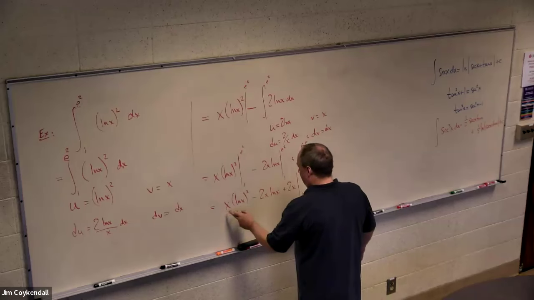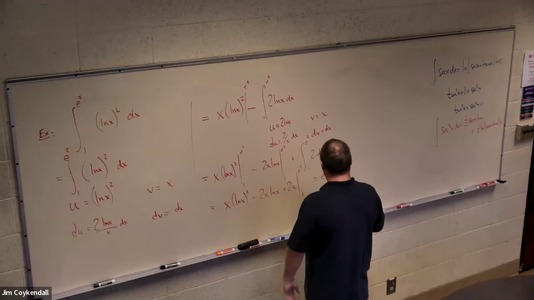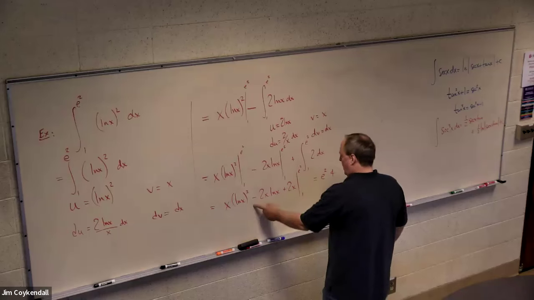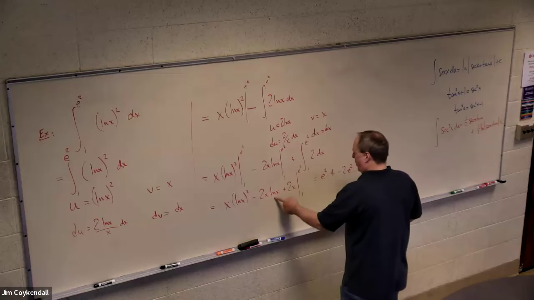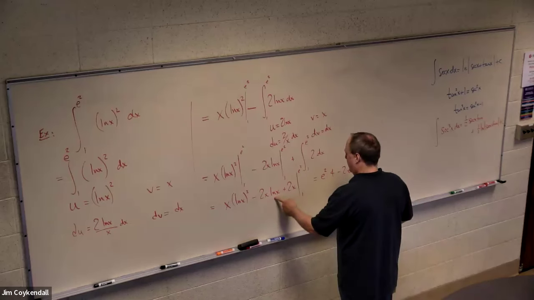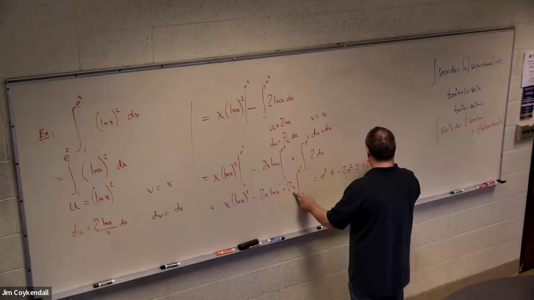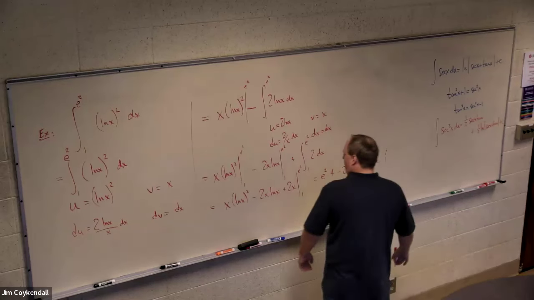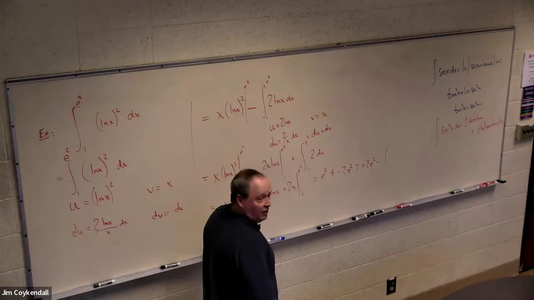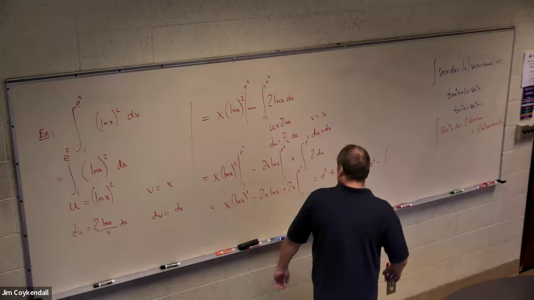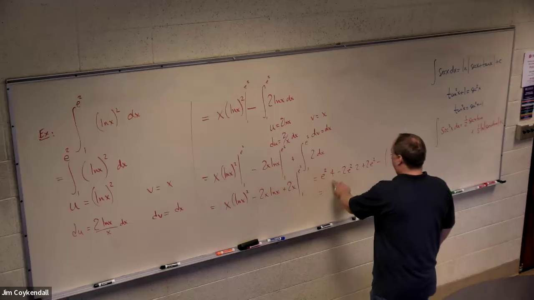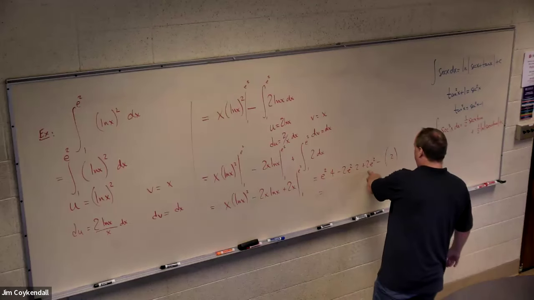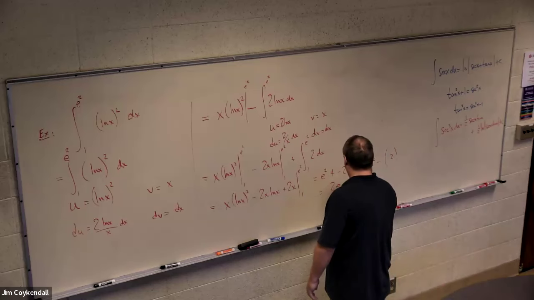So let's put this in. I've got e squared, and log of e squared is 2, squared, which is 4, minus 2e squared, log of e squared is 2, plus 2e squared, minus. When I put in 1, it's convenient because the log of 1 is 0. So that's gone, and I get 2. So this is 4e squared minus 4e squared plus 2e squared minus 2. So we have 2e squared.